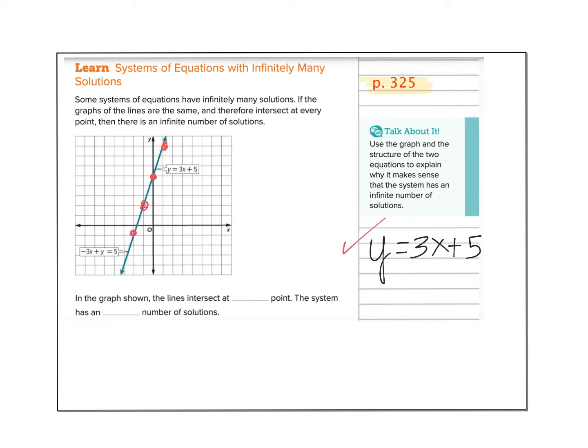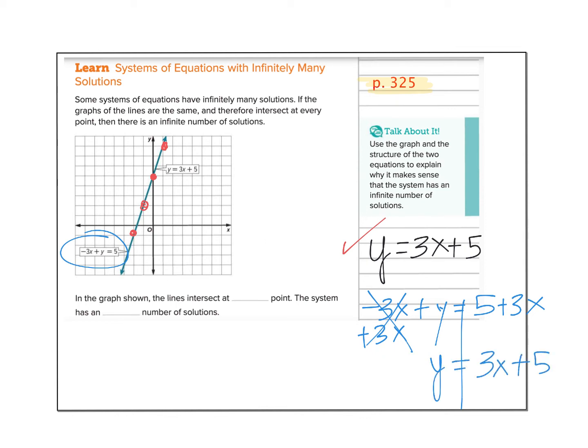All right, so let's look at the second equation that they gave me. I want you to write this one down: negative 3x plus y equals 5. Let's draw our line down. If I want to get that y by itself, I'm going to add 3x and add 3x. I end up with y equals, you know how to rearrange it, 3x plus 5.